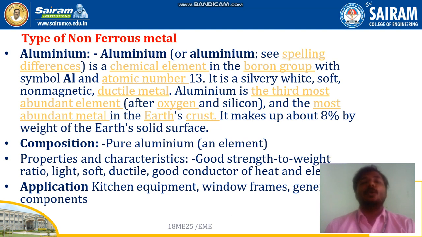Why do we use aluminium? Its strength to weight ratio is high compared with other elements, and its weight is very low. That is one of the major reasons. Even though we use composite materials in the aerospace industries, we still use aluminium for all the seating purposes. So these are the classifications of non-ferrous metals.